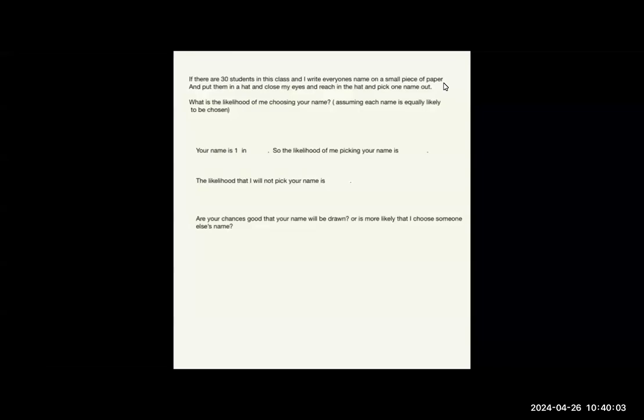This is 16.3, and we're actually doing probability in this section. I feel like 16.1 and 16.2 were just getting us the prior knowledge that we need in order to understand probability. And now we're here.